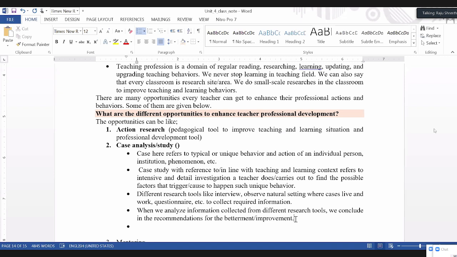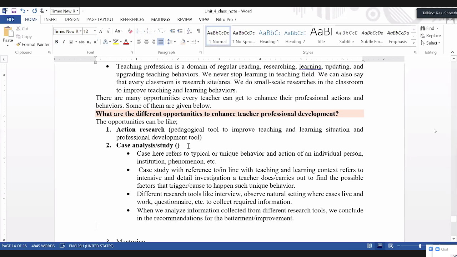If that is not improved, it will be recycled, with replanning again and again, and it ends in improvement. But case study ends in the recommendation part for the betterment and improvement. This is the difference between case study and action research.